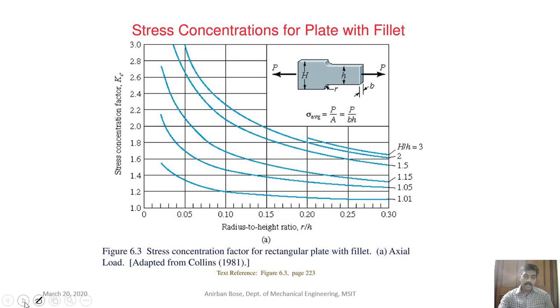This is the guideline. Now you see this one, the Kt values. These are again the same stress concentration factors, but here it is not a hole, it is a fillet. You can see a larger cross section is reduced to a smaller cross section, and some fillet radius is provided.